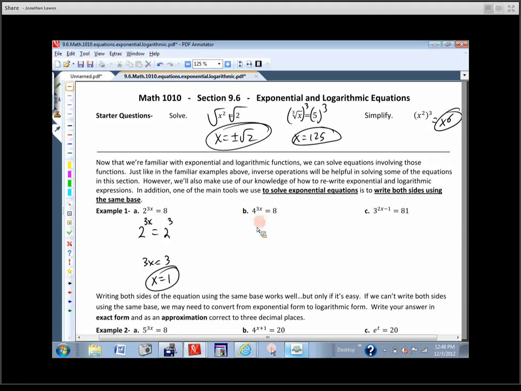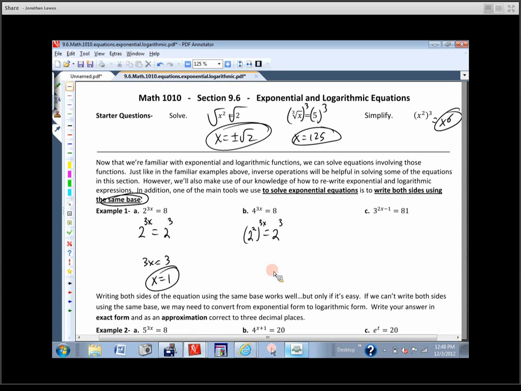Now, they're not all that easy. I mean, everybody knows 8 would be 2 to the third. So they get a little bit more difficult. So let's take a look at this one right here. Again, the idea is to write both sides using the same base. Well, here, this was already a base of 2. I can write 8 with a base of 2. Can I write 8 with a base of 4? No, 4 to some power equals 8? Well, I could, but it would be an ugly number that I'd have to figure out. So it would be a lot better if I did this. Let's write this as 2 squared raised to the 3x. And let's write this as 2 to the third.